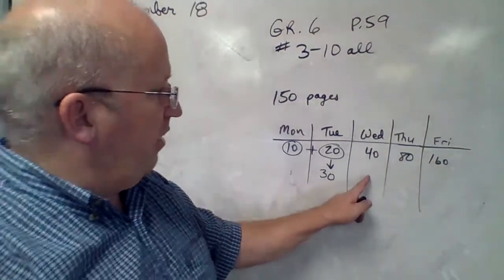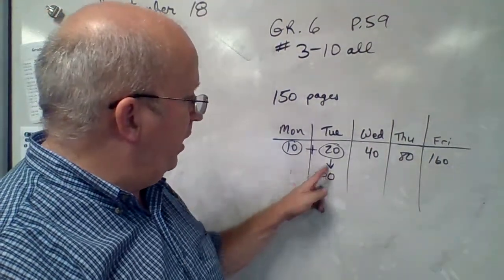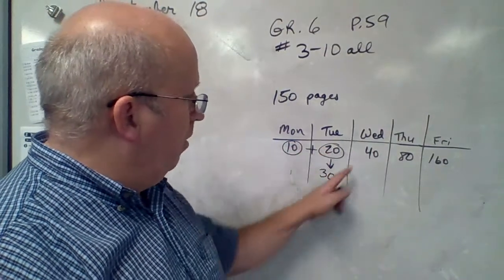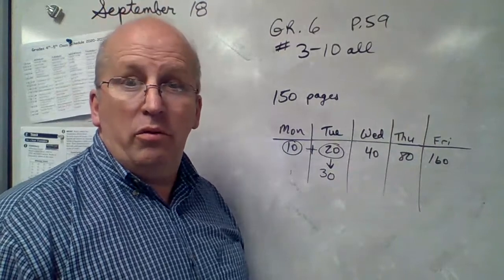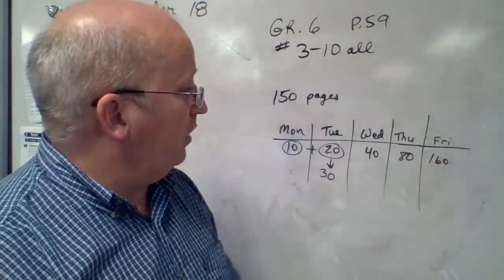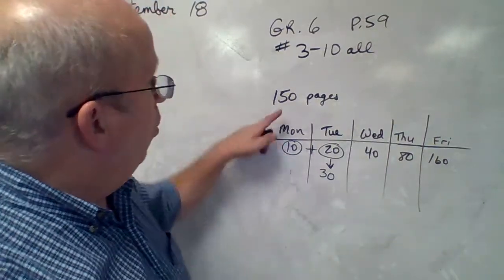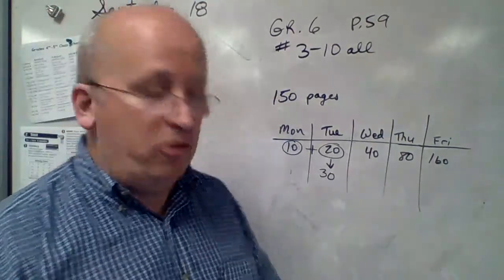How many pages have they read after Wednesday is over? They read the 30 pages on Tuesday and Monday, plus the 40 pages on Wednesday. So you tell me. I will tell you the answer is not Friday. On what page did they finish a total of 150 pages?